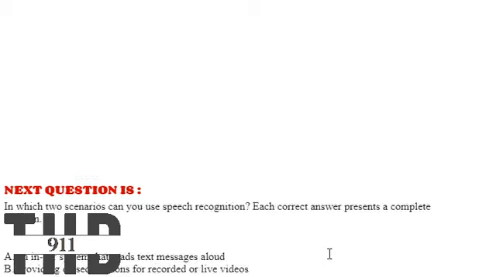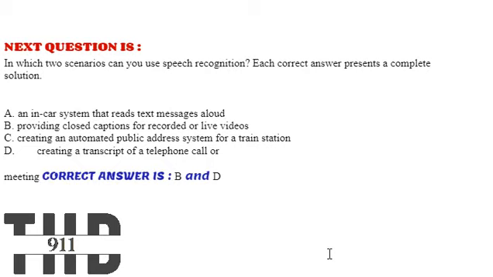Our next question. In which two scenarios can you use speech recognition? Option A, an in-car system that reads text messages aloud. Option B, providing closed captions for recorded or live videos. Option C, creating an automated public address system for a train station. Option D, creating a transcript of a telephone call or meeting. The correct options are B and D.